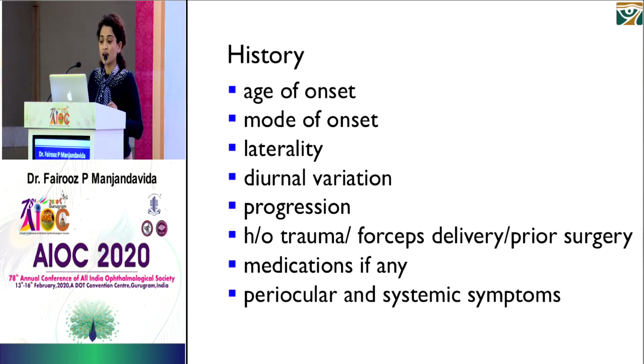All right. I'm sure you have gone through the basics of ptosis evaluation in the morning over here. I'm not going to go into the detail, just a quick revision. In the history, you have to ask the patient about the age of onset, the mode of onset, laterality, course, diurnal variation, which is very, very important, especially in acquired ptosis, progression, history of trauma, forceps delivery, prior surgery, medications if any, and also periocular and systemic symptoms. This should be useful for you for your practicals as well as your theory.